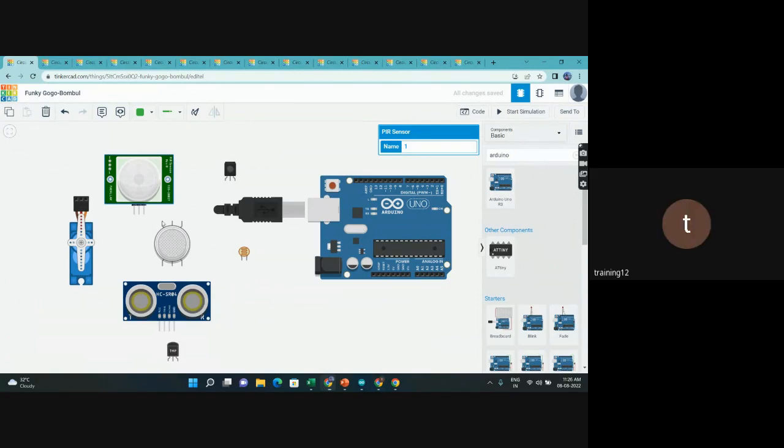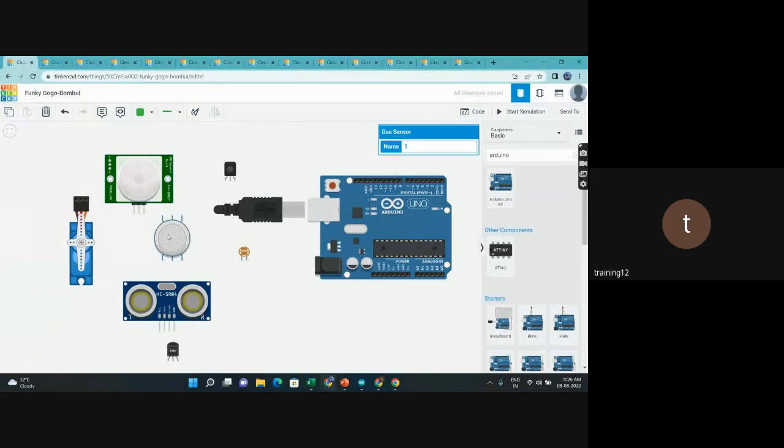Okay. So this is the PIR sensor. This pin is connected to any pin of the Arduino. Then this pin is the power pin, which is connected to the power pin of the Arduino. Then this is the ground pin.